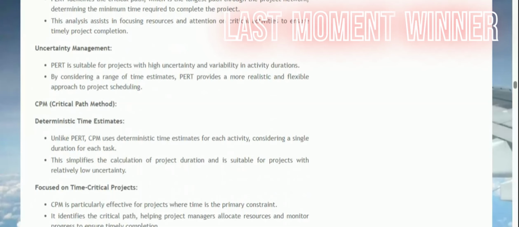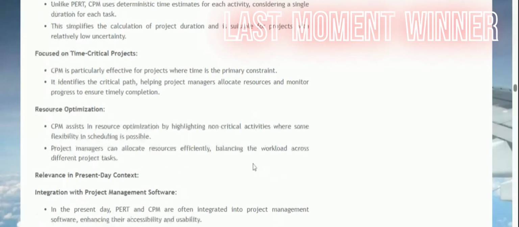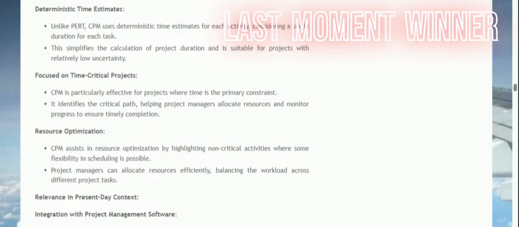Unlike PERT, CPM uses deterministic time estimates for each activity, considering a single duration for each task. This simplifies the calculation of project duration and is suitable for projects with relatively low uncertainty. Focused on time-critical projects. CPM is particularly effective for projects where time is the primary constraint. It identifies the critical path, helping project managers allocate resources and monitor progress to ensure timely completion.